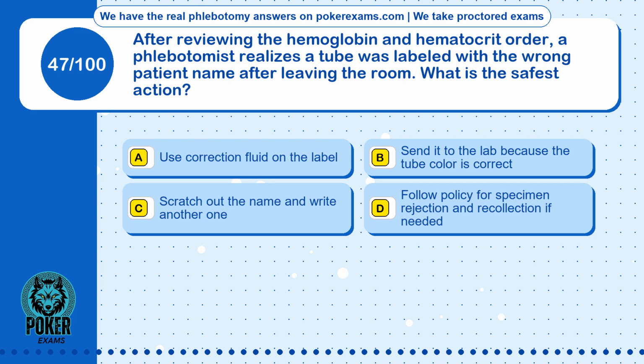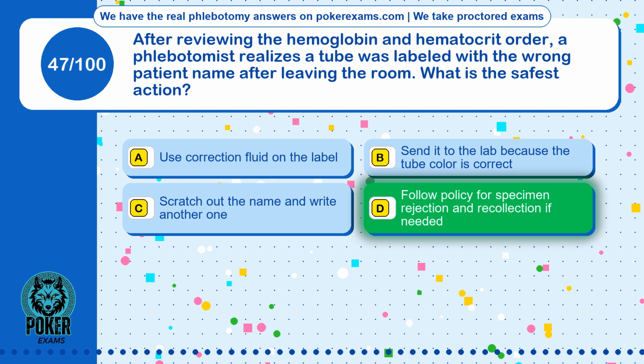Question 47. After reviewing the hemoglobin and hematocrit order, a phlebotomist realizes a tube was labeled with the wrong patient name after leaving the room. What is the safest action? Option A: use correction fluid on the label. Option B: send it to the lab because the tube color is correct. Option C: scratch out the name and write another one. Option D. Follow policy for specimen rejection and recollection if needed.